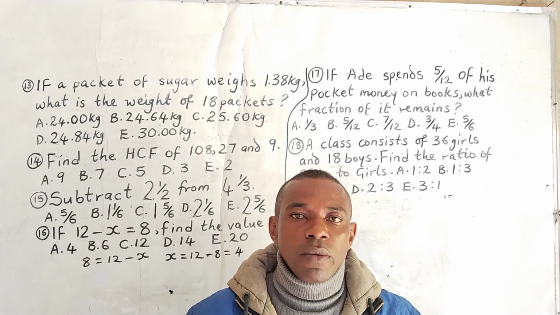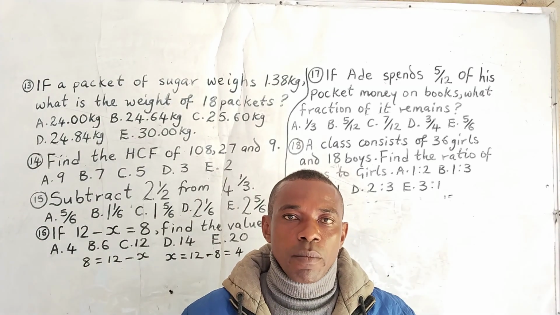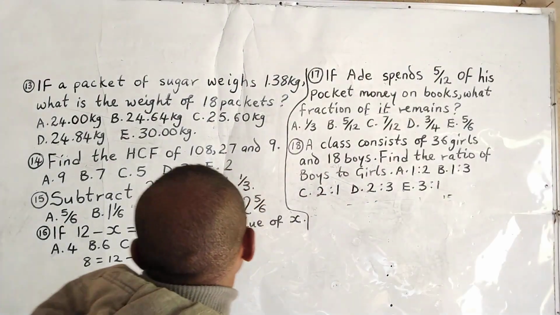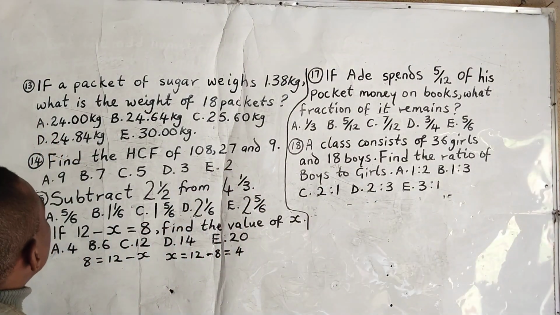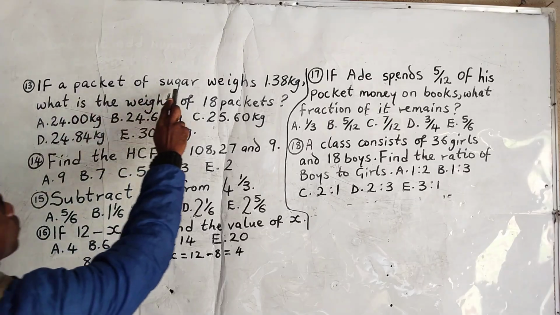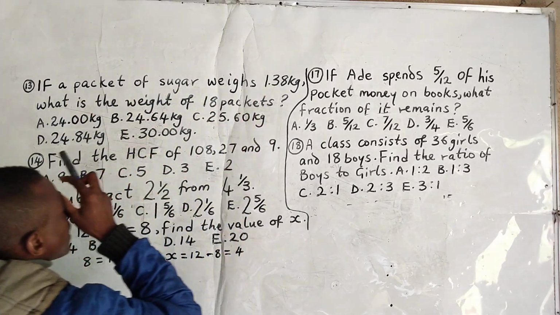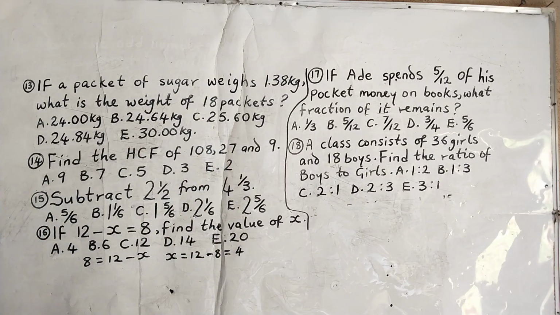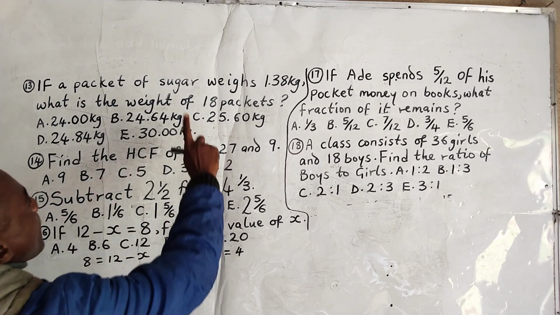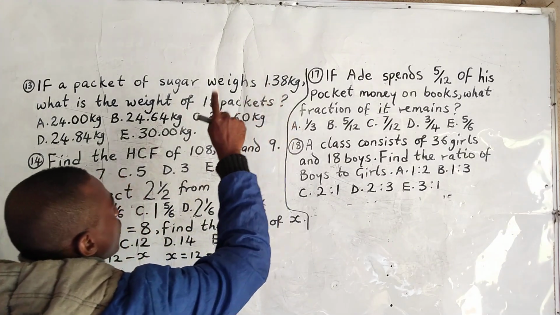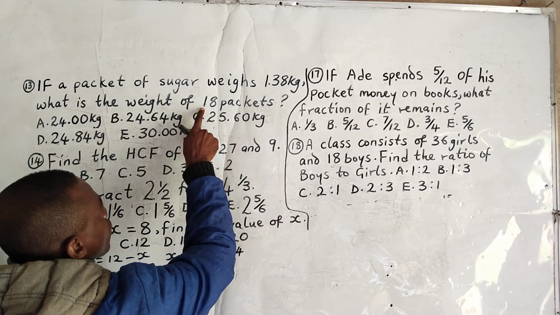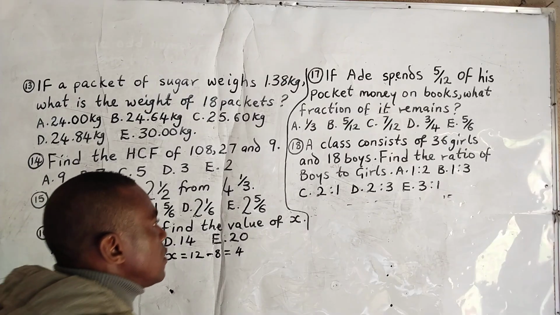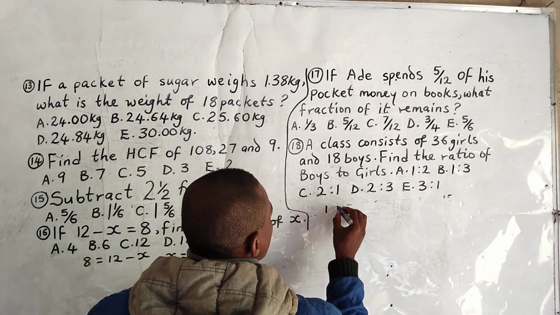2023 National Common Entrance Examination past question, part 3. In the first question that we have here, which is question number 13, we have: if a packet of sugar weighs 1.38 kg, what is the weight of 18 packets? Since one packet weighs 1.38, for us to get the weight of 18 packets, we are going to multiply 1.38 by 18, which is 138.